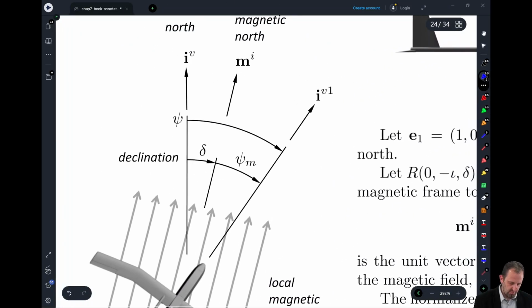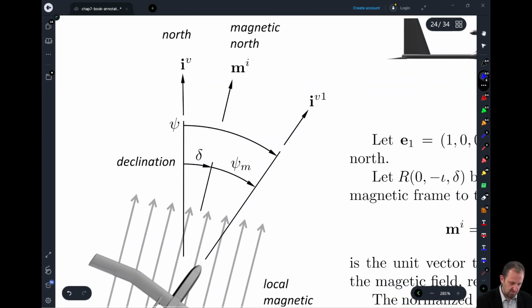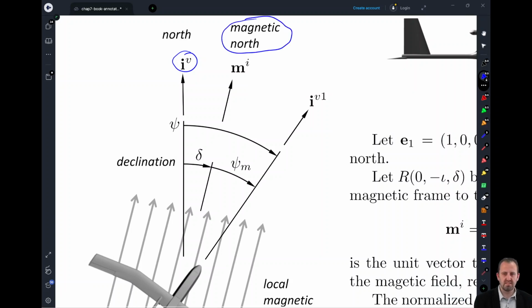Let's look real quick at this figure. We have our true north, which we can denote coming out of the aircraft as I superscript V. That's in our vehicle frame. We have what's called magnetic north, and note that magnetic north doesn't align with true north. If we're looking at the flat plane, the difference angle is delta between our true north and our magnetic north.